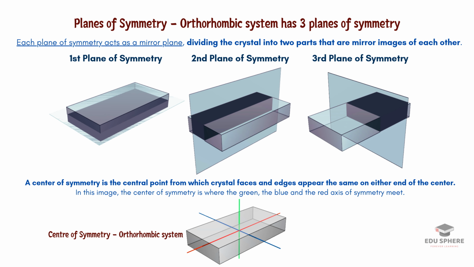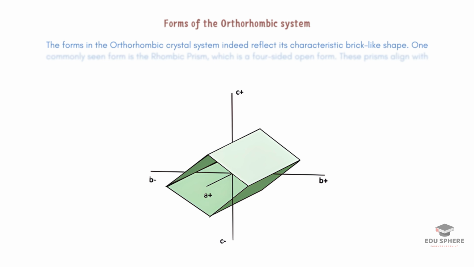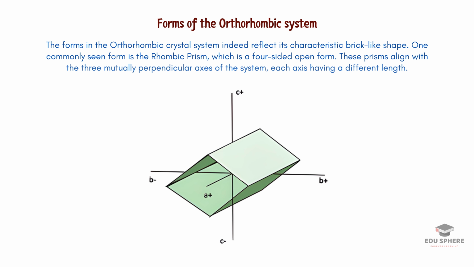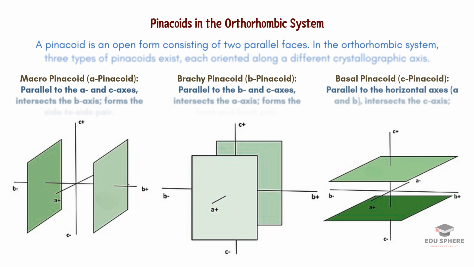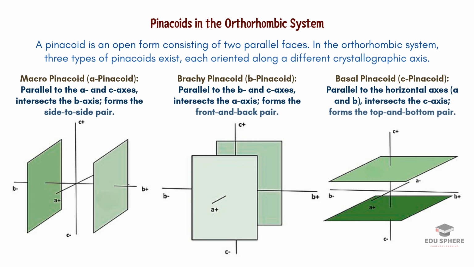The forms in the orthorhombic system reflect its brick-like shape. We often see rhombic prisms, which are 4-sided open forms, but the most common forms are pinacoids. A pinacoid is simply an open form made of 2 parallel faces. In the orthorhombic system, you can have 3 different pinacoids oriented along the 3 different axes: a front and back pair, a side-to-side pair, and a top and bottom pair, which is the basal pinacoid. A typical orthorhombic crystal is essentially a combination of these 3 pinacoids, which together form a closed brick-like shape.